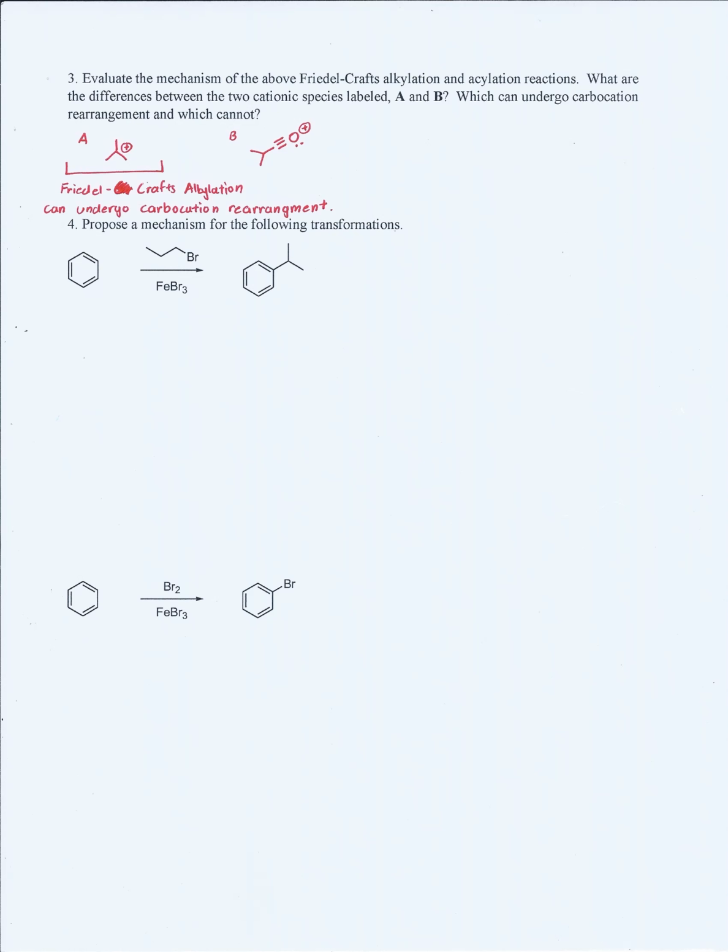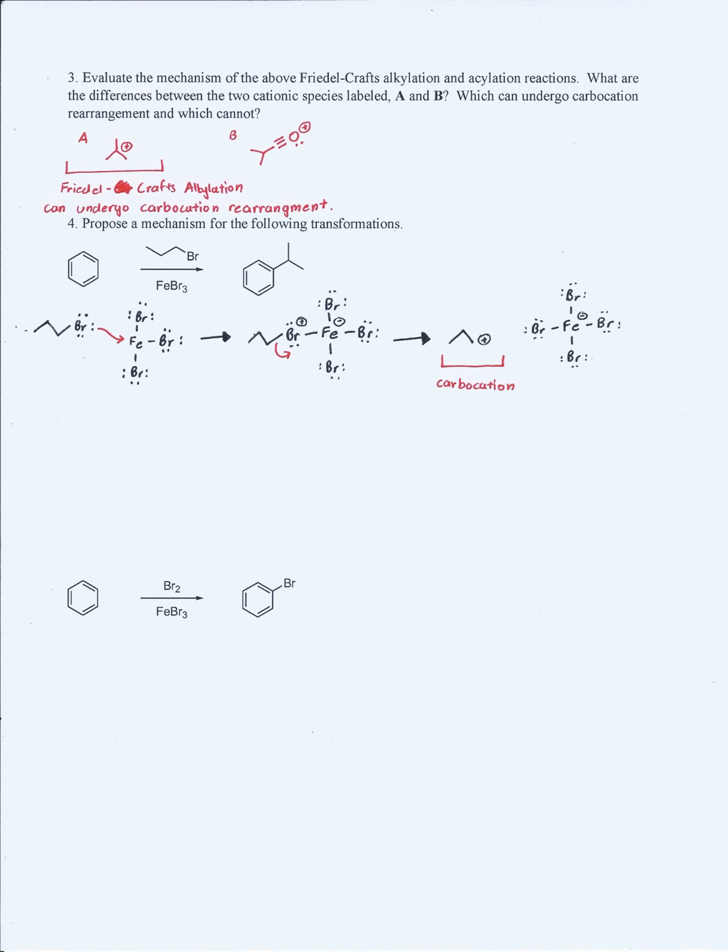For Part 4, we need to propose a mechanism for the following transformations. So for the first one, you first must notice that this is a Friedel-Crafts alkylation. Then you need to know that the first step should be making the electrophile. So, you use the alkyl halide to do a nucleophilic attack on the FeBr3. Then you will have a loss of leaving group that will give you the FeBr4 and the carbocation.